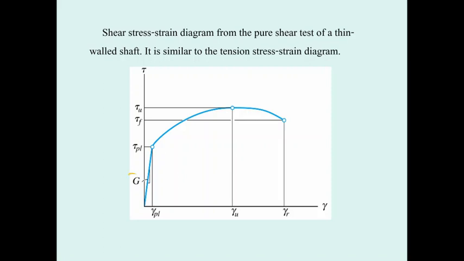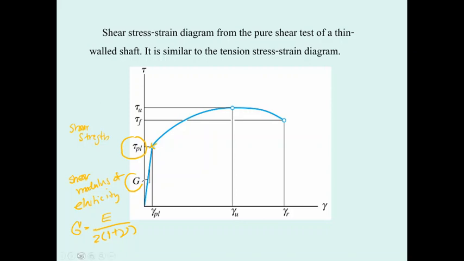The first one is G. G is the shear modulus of elasticity. Actually, you can compute G from E divided by 2 times 1 plus mu. They are related if you know the modulus of elasticity E and mu, the Poisson ratio of the material. You also need to find this, which is usually the shear strength of the material, the shear proportional limit.